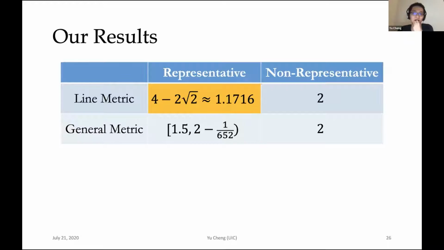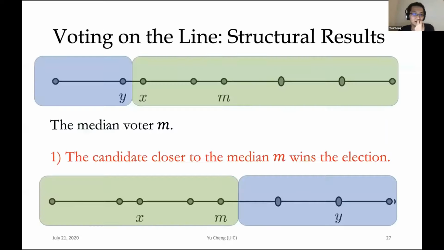Good. So now let me briefly talk about these results. I think I have 3 slides on how you roughly prove this. So for the line metric space, you basically start with proving a lot of useful structural results about voting on a line. In particular, this is one of those structural results. It just says, when you have 2 candidates on a line, the candidate closer to the median voter is going to win the election.